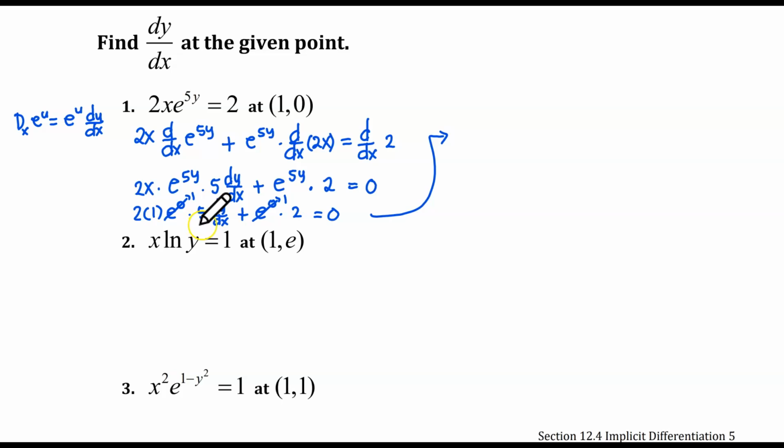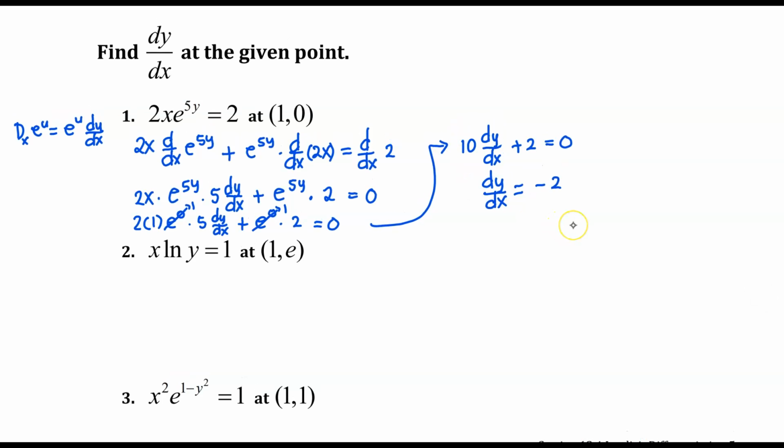So we have 2 times 5. That gives us 10 dy/dx. Plus 1 times 2, that is just 2. So plus 2 equal to 0. Then we can easily solve for dy/dx from here. You transpose 2 to the other side of the equation. That gives you negative 2. And then since you still have 10 here, you divide both sides by 10. So you have negative 2 over 10, and that is equal to negative 1/5.